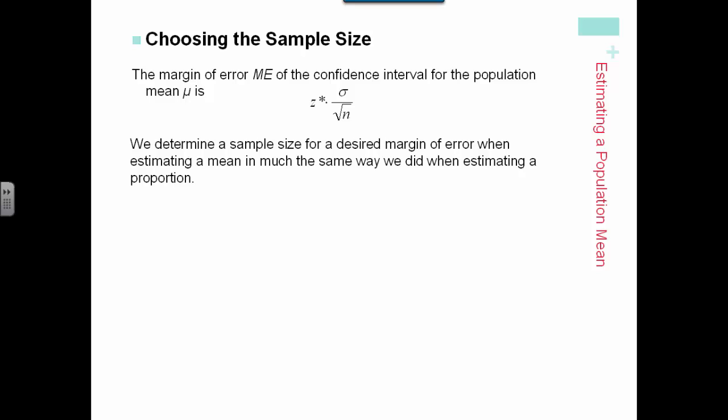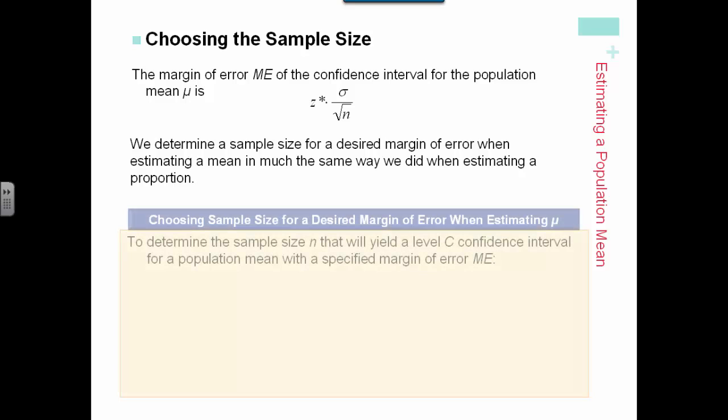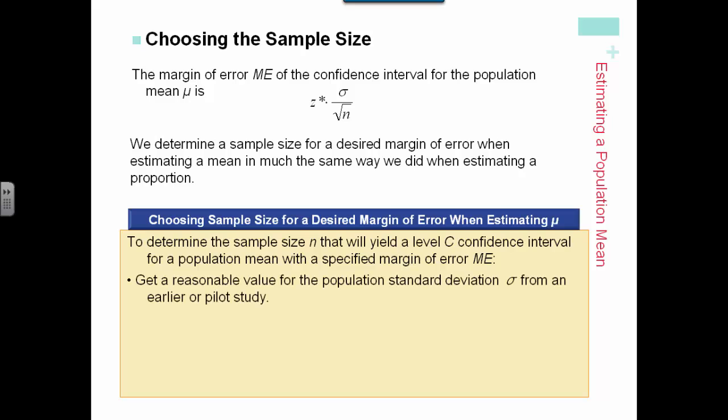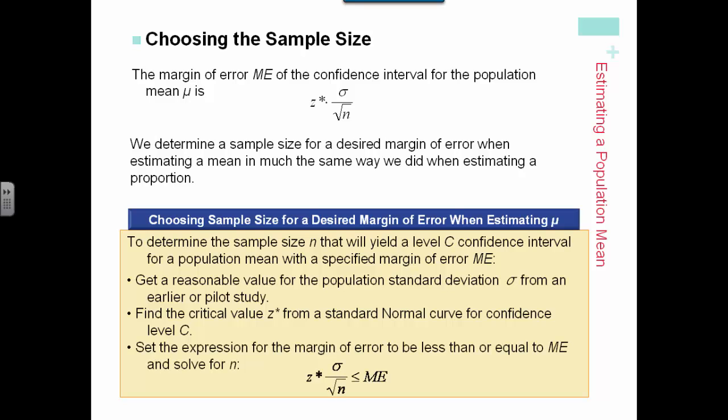We determine a sample size for a desired margin of error when estimating a mean in much the same way we did when estimating a proportion. Determine a sample size n that will yield a level C confidence interval for a population mean with a specified margin of error. Get a reasonable value for the standard deviation from an earlier or pilot study. Find the critical value z star from a standard normal curve for confidence level C. Set the expression for the margin of error to be less than or equal to ME and solve for n.